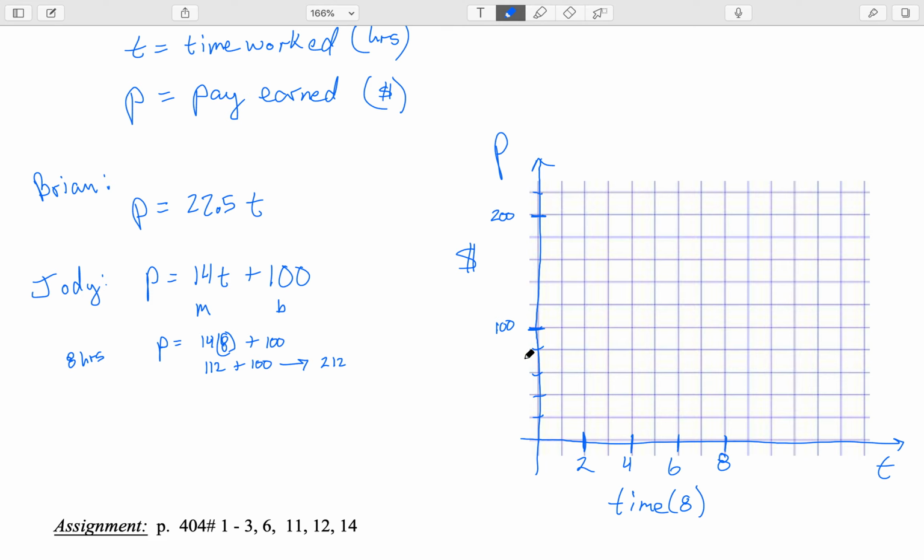So whatever I use for my scale, it's got to be the same. So this is 20, 20, 20, 20, 20. You can't go 20, 30, 40, 50, 60. No, it can't. So let's graph this one first.